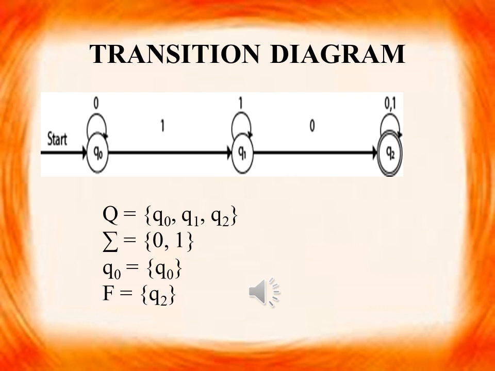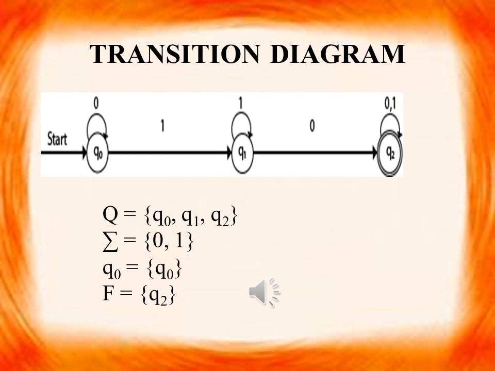Q0 has a self loop on input value 0. Q1 has a self loop on input value 1. Q2 has a self loop on inputs 0 and 1. So Q0 goes to Q1 on input 1. Q1 goes to Q2 on input 0. So the same values we are going to represent in the transition function and transition table.